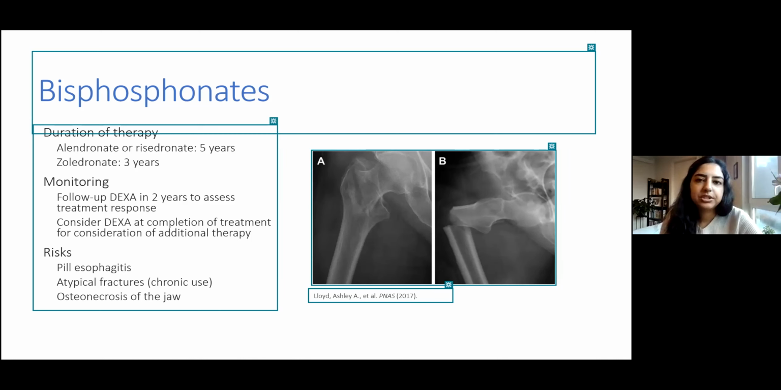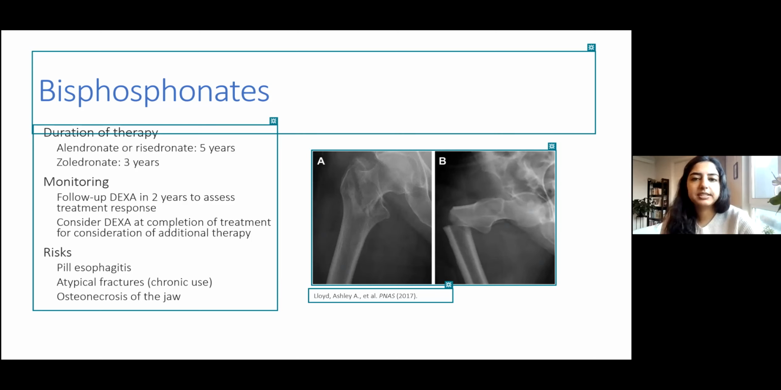The recommended duration of therapy for an oral bisphosphonate is 5 years. The recommended duration for an IV bisphosphonate is 3 years. In terms of repeating a DEXA, it is recommended to repeat it in 2 years to assess treatment response. A clinical question I've had before is, once the patient has finished treatment, is there any benefit to repeating a DEXA? The answer is yes, because if they still have not had adequate treatment response, or if they have severe osteoporosis, there may be other treatments available to them.